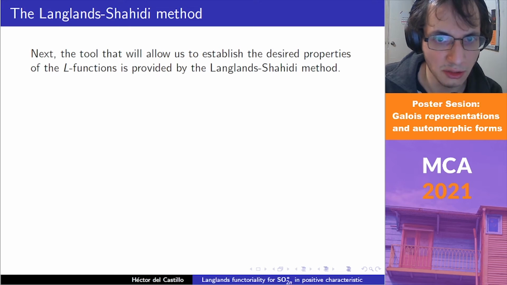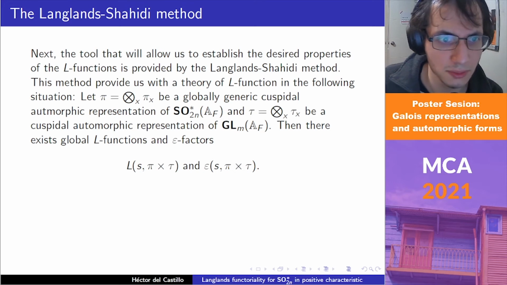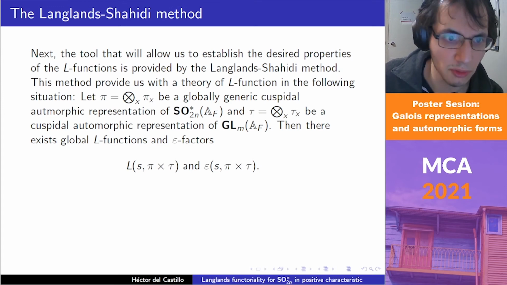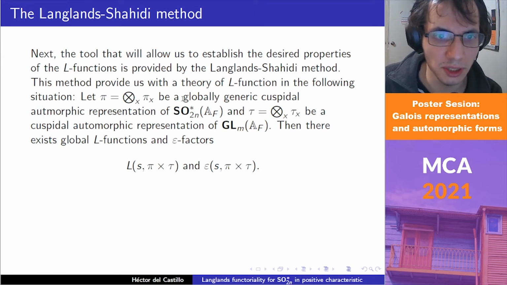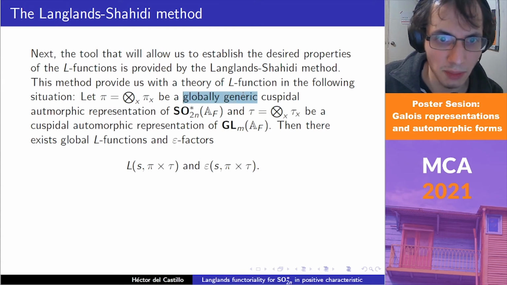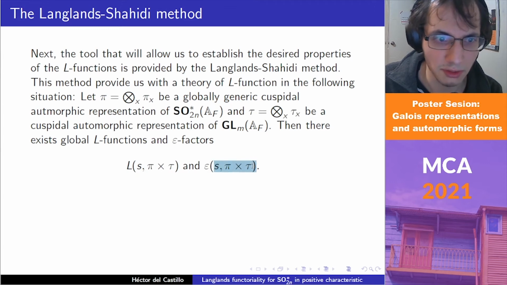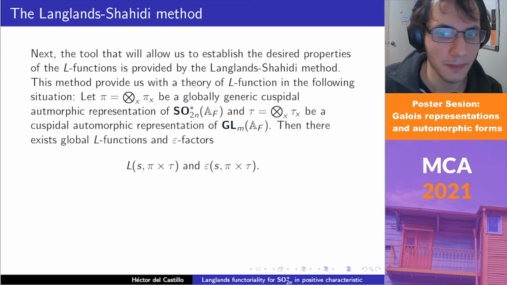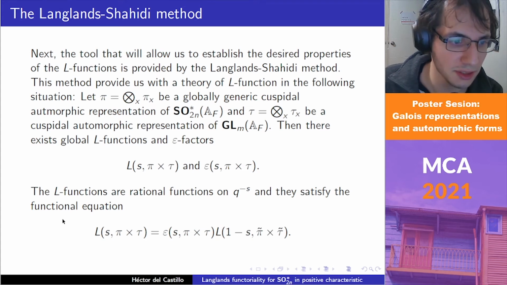Next, the tool that will allow us to establish the desired property of the L function is provided by the Langlands-Shahidi method. This method provides us with a theory of L functions in the following situation. Let π be a globally generic cuspidal automorphic representation of SO_2n(A_F), and τ be a cuspidal automorphic representation of GL_m(A_F). Note that here we use the hypothesis on π, the globally generic hypothesis. Then there exist a global L function and an epsilon factor. The L functions are rational functions in q^(-s), and they satisfy the functional equation.